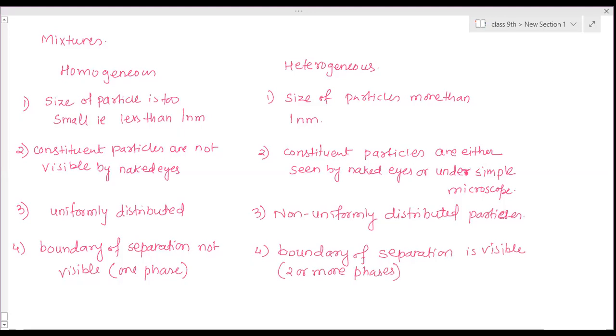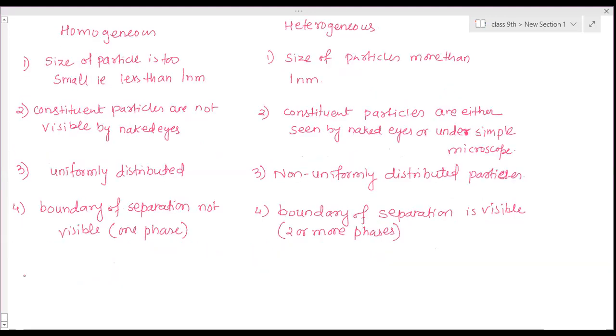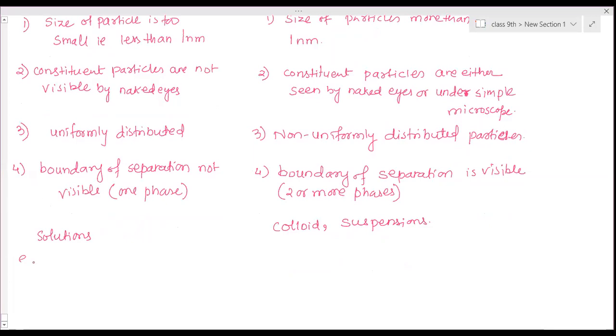Examples? Ma'am, one more point. The homogeneous mixtures are called solutions. And heterogeneous are called suspensions or colloids. Ma'am, examples of homogeneous mixture can be alloys, water and salt, sugar solution or sugar syrup.